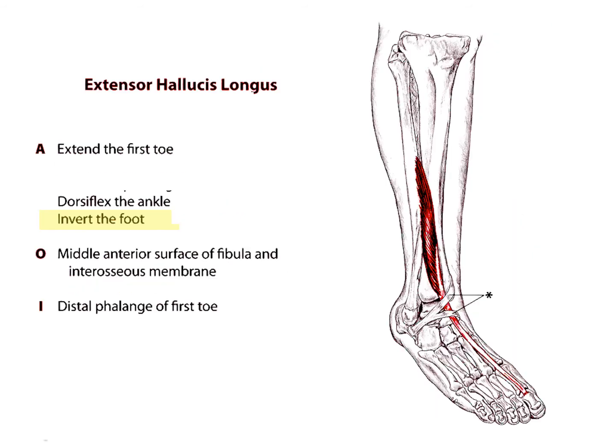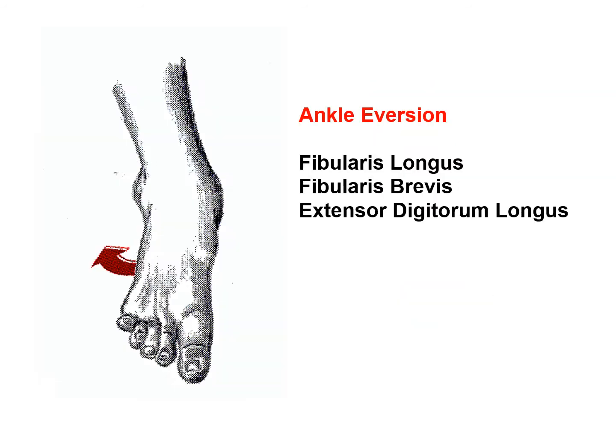The extensor hallucis longus, previously shown to assist with dorsiflexion of the ankle, also enters the foot on the inside of the ankle and therefore assists with ankle inversion. Ankle eversion is accomplished by 3 other muscles which were mentioned in the first part of the lesson, as they also either assist with plantar flexion or dorsiflexion of the ankle and enter the foot on the outside of the ankle.